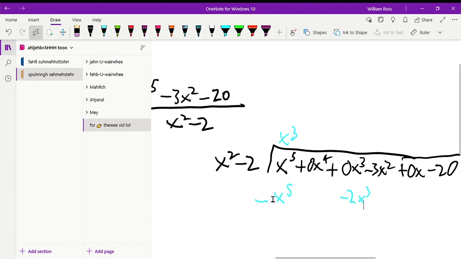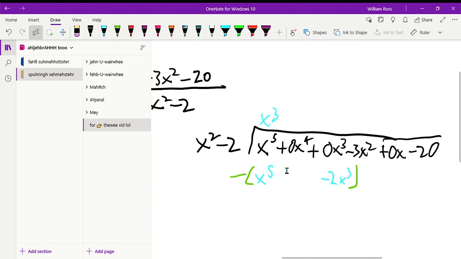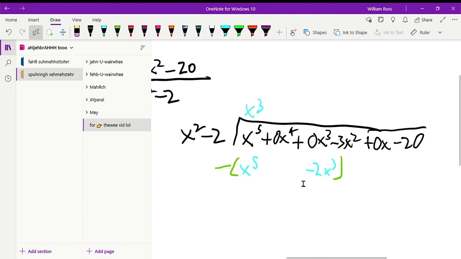Now remember, let me just erase this real quick because that's kind of throwing you off. Now remember, the signs will be flipped, so we multiply these by negative. So the x to the fifth will cancel out. 0x to the fourth would also cancel out because there's nothing here. It didn't exist to begin with, so it makes sense. Then 0x to the third minus 2x to the third will be minus 2x to the third.